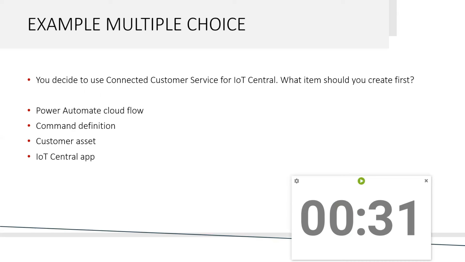Now, the next question in the list is talking about, if you decided to use the connected customer service for IoT Central, which item should you create first? Is it your Power Automate Cloud Flow? Is it your command definition? Is it your customer asset? Or do you need to create the IoT Central app first? So let's get your answers on the chat and let me start the timer now.